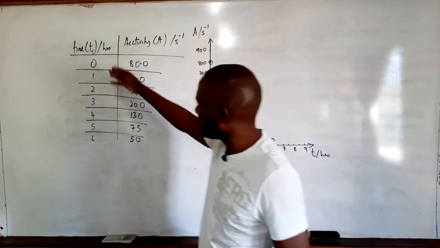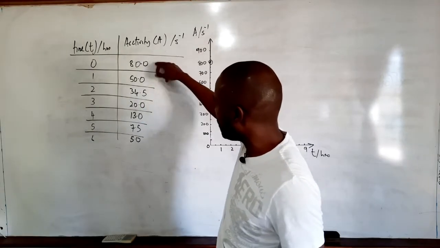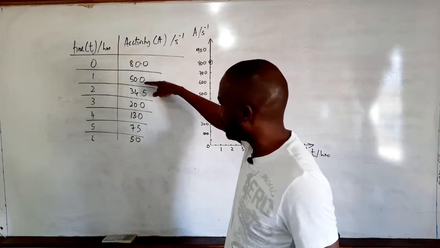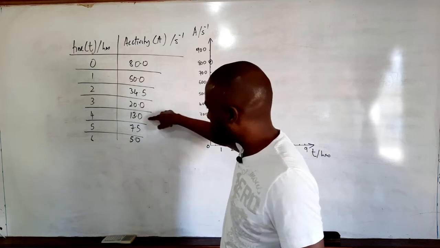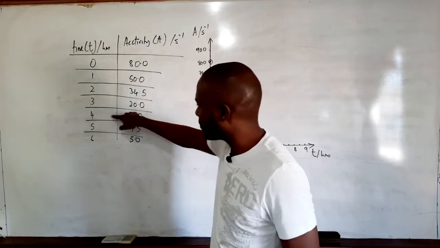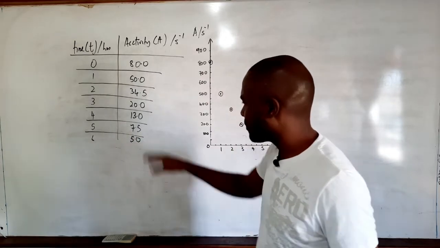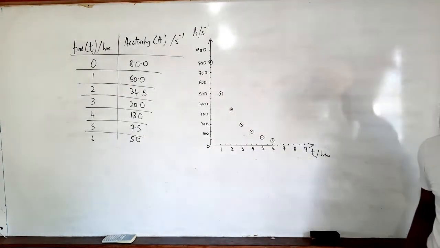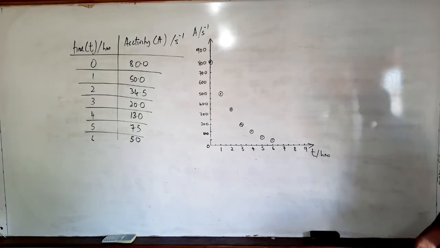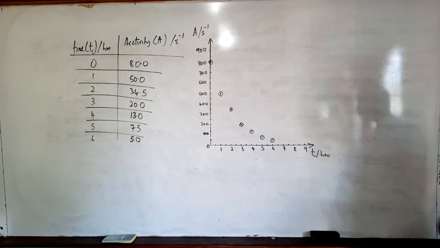So we see that time T in hours goes up to 6 hours. Initial activity 80.0, after 1 hour, 50.0, 34.5 after 2, 20.0 after 3, 30.0 after 4, 7.5 after 5, and 5.0 after 6 hours. Part A of the question basically wants us to plot a graph, using a grid which has been given in the booklet on page 5. Plot a graph of activity A versus time T.